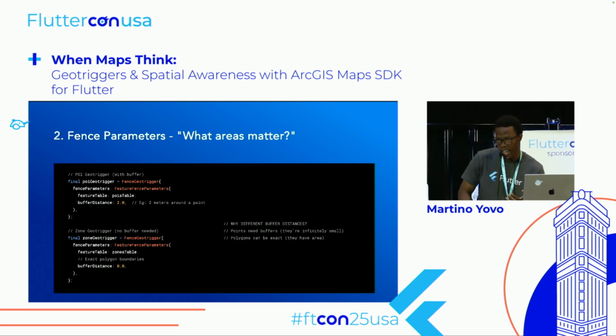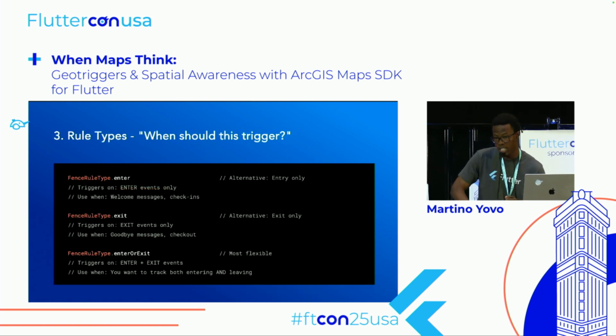So for areas, we will need the fence Geotriggers class and pass it what we call the buffer distance. So the buffer distance is going to define the zone. And this is in meters, so you can define it and it will take automatically a cost. So let's say I want to trigger a notification when the user approaches, let's say, an object, and the area I want to define is 2 meters. So I can use the buffer distance to do that.